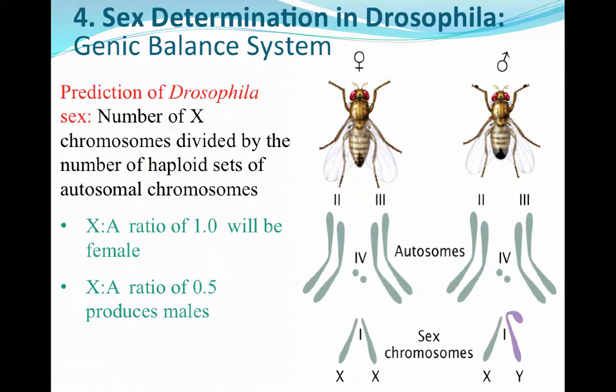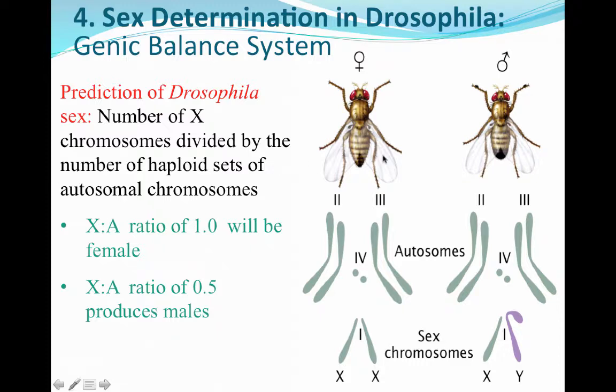So as we take a further look at this genic balance system in Drosophila, there is the prediction that if we take the number of X chromosomes and divide by the number of haploid sets of autosomal chromosomes, then we get the sex of the Drosophila, or of the housefly. So if we have an X to A ratio of 1.0, then that individual will be female. However, if we have an X to A ratio of 0.5, then that individual will be male.